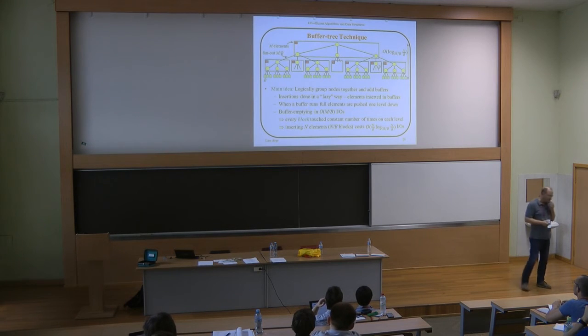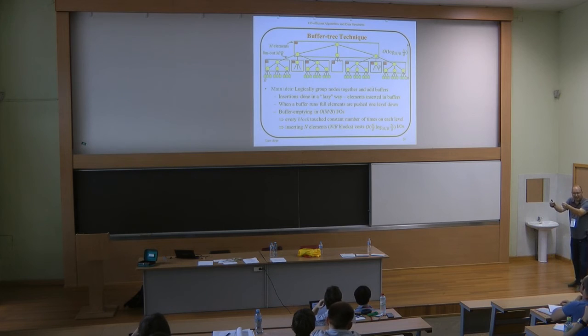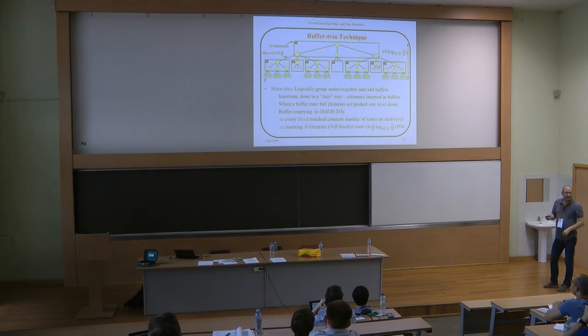Why does it cost me m over b IOs? Well, I have the buffer of m elements. I load them into memory. M elements takes me m over b IOs to get them into memory. Then I sort them, and then I put them out again to the children. Putting them out would cost me m over b if they were nicely blocked. But I can't be sure that they're nicely blocked, right?